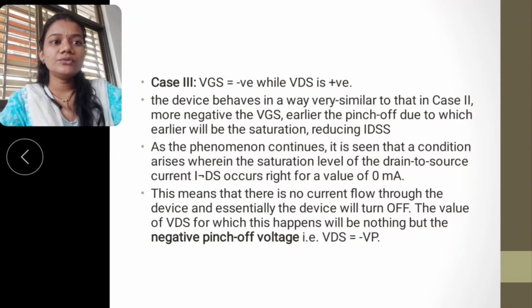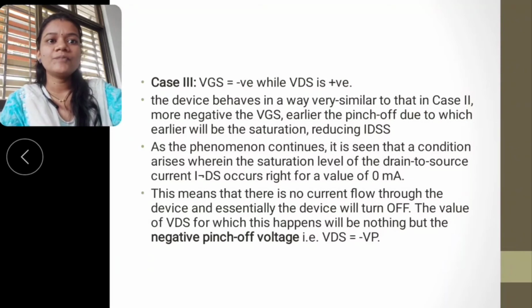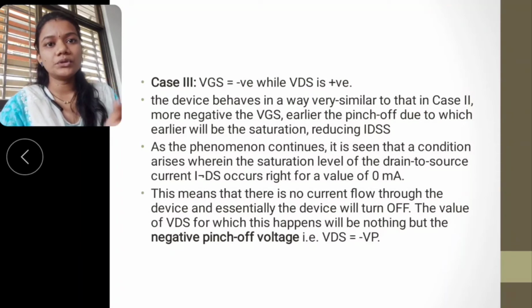As the phenomenon continues, a condition arises wherein the saturation level of the drain to source current occurs at a value of 0 milliampere, because both the PN junctions touch each other, so that time there is no path for electrons to move from source to drain. So the current is 0 milliampere. This means that there is no current flow through the device, and essentially the device will turn off. The value of VDS for which this happens is nothing but the negative pinch off voltage. So VDS is equal to minus VP.